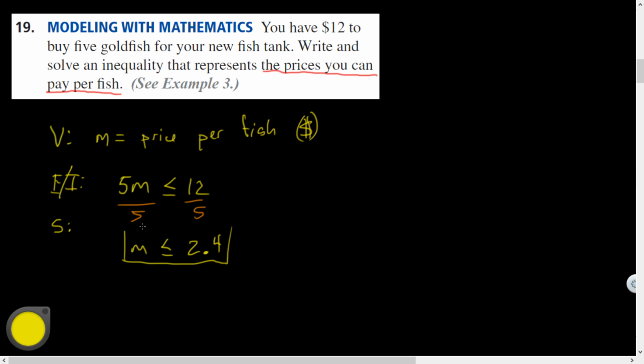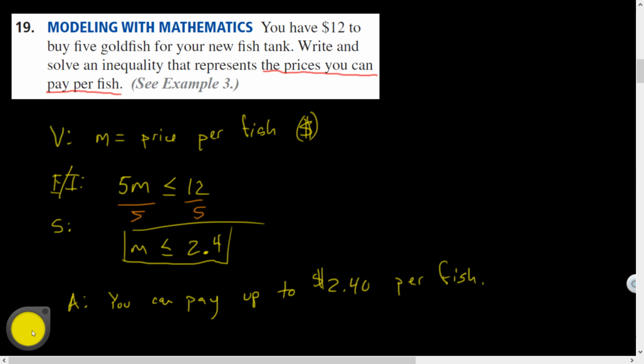And in this case, normally I am all about the improper fraction that's been reduced. But this is a word problem, and no one's going to know what 12 fifths dollars per goldfish means when you go to the store. So I want to answer the question. Decimals are appropriate in this case. So you can pay up to $2.40 per fish.